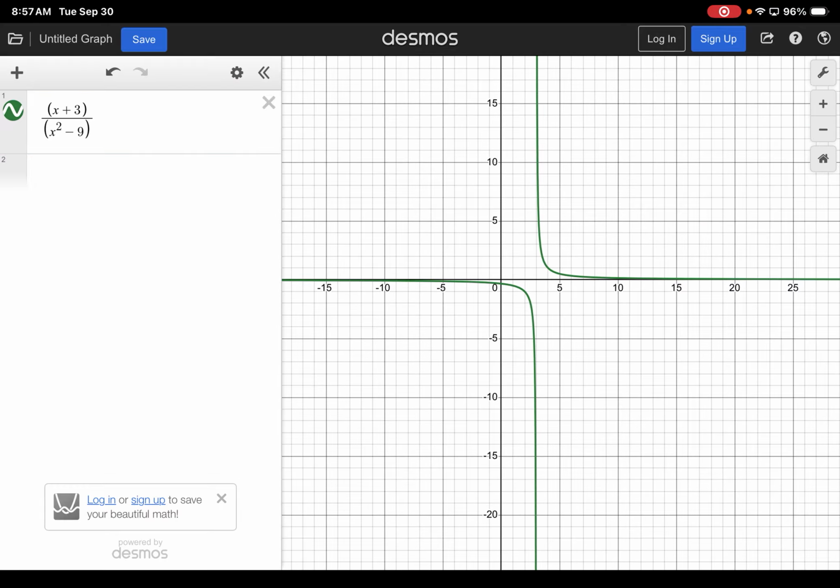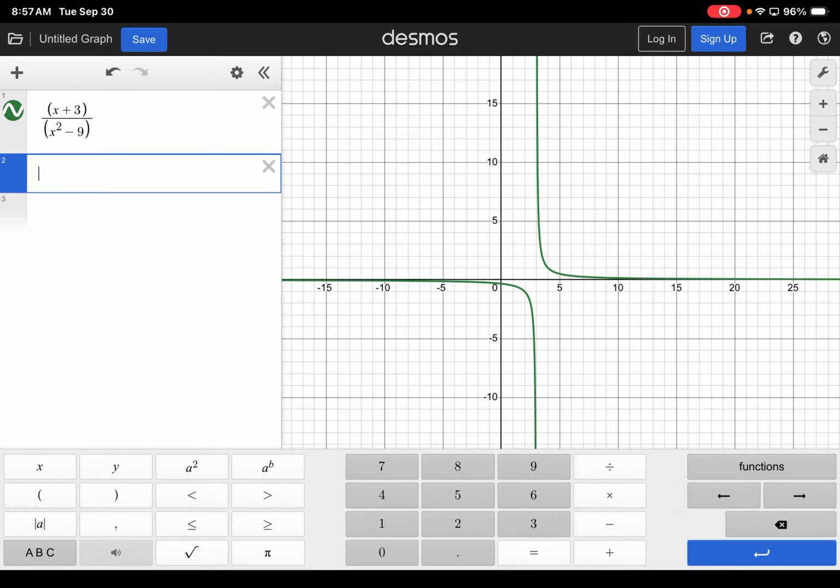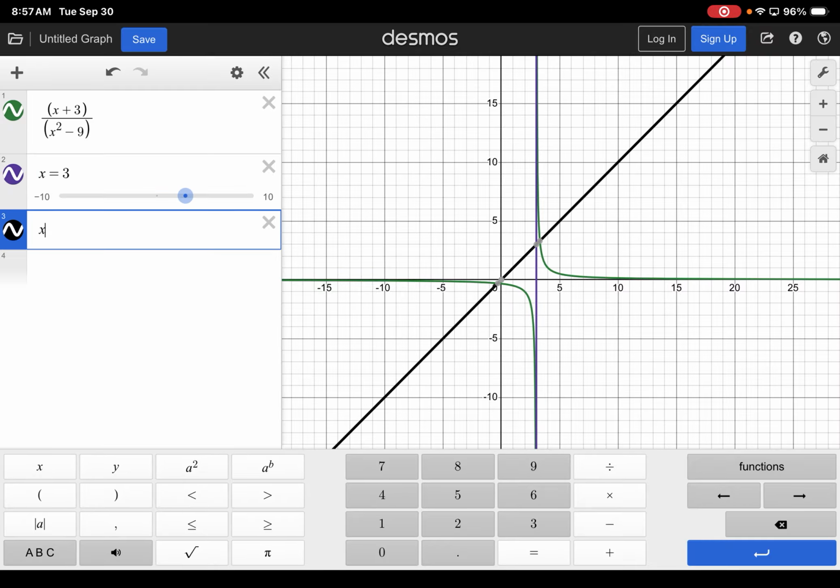So it is this one of these functions that has these two gaps. And think of our math bug walking along the function, okay? So I want to look at x equals 3. And I also want to look at x equals negative 3.